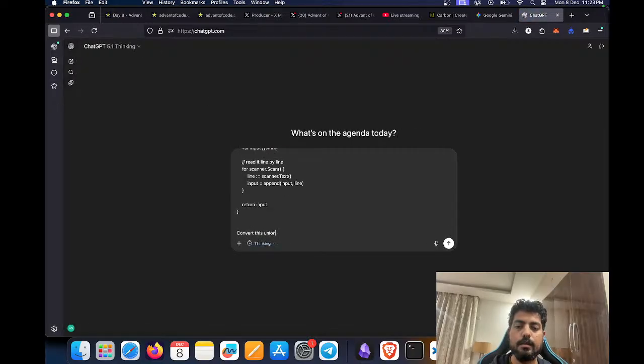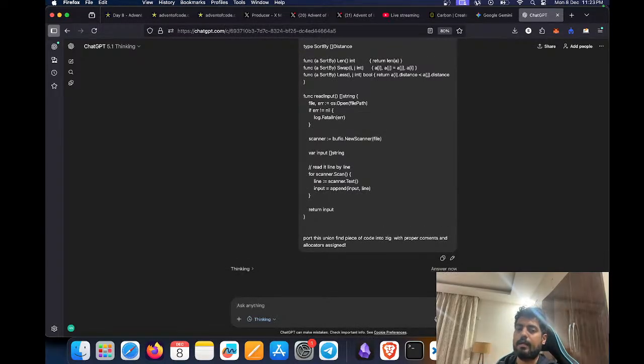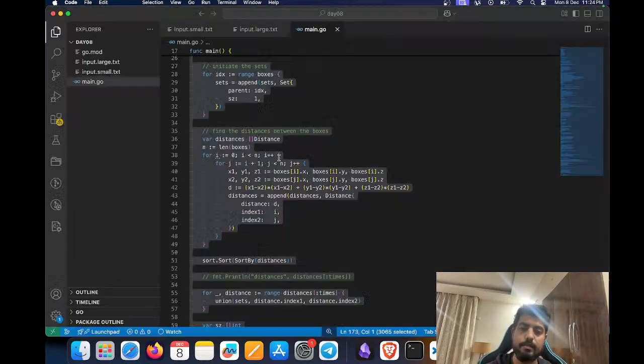Convert this union find piece of code into Zig with proper comments and allocators assigned. So we are converting this to Zig, and let's see what solution it brings up. Obviously, we can try to understand that solution.